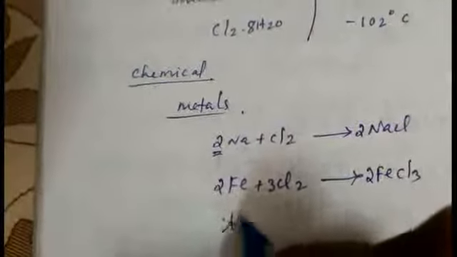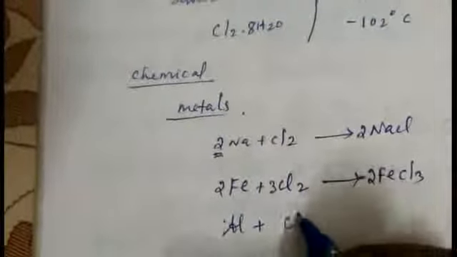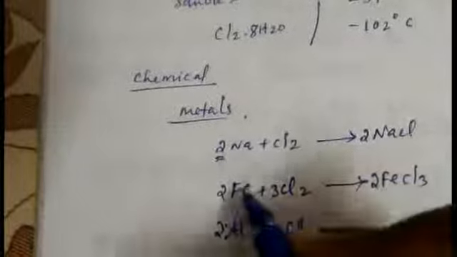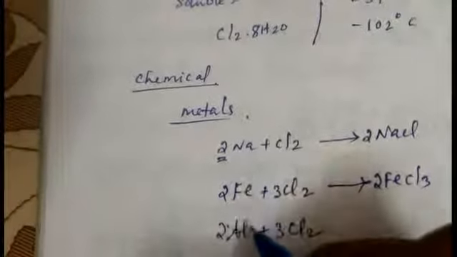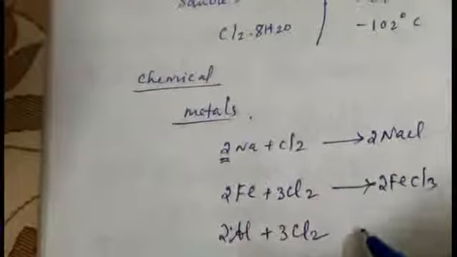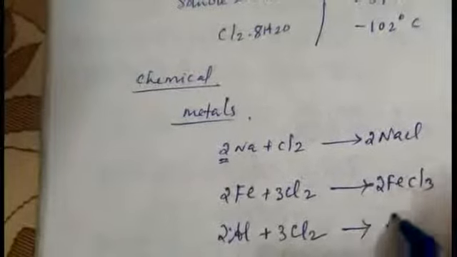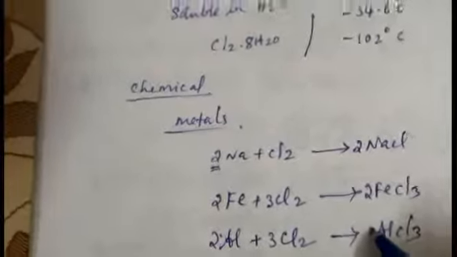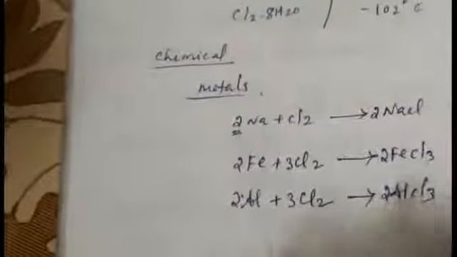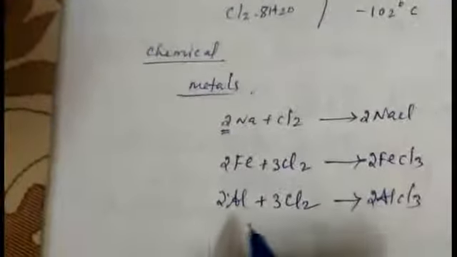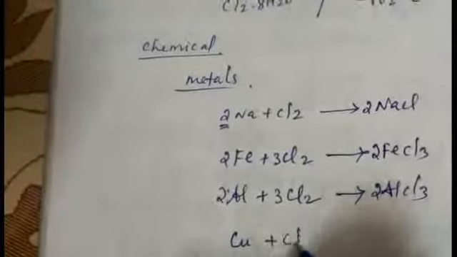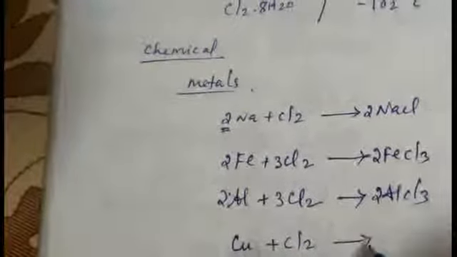Next, aluminum reacts with chlorine. Here 2 times, here 3 times, because iron is trivalent and aluminum is also trivalent. So AlCl3, with the lower number written in front, remaining balanced. Next element, copper. Copper reacts with chlorine. Copper forms divalent ions.